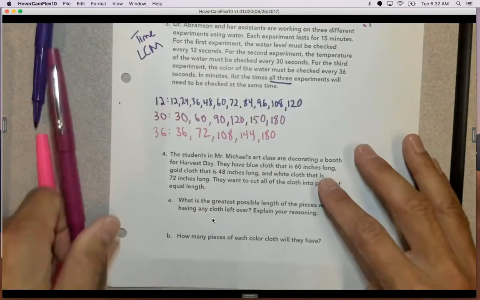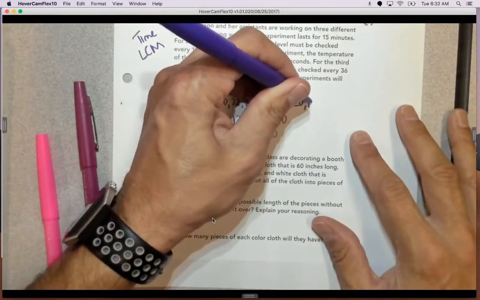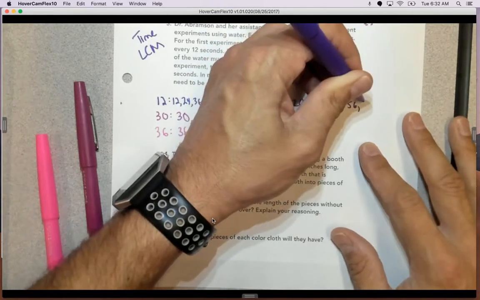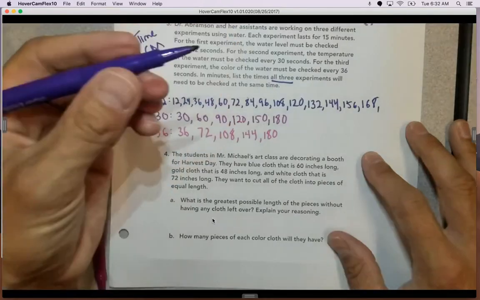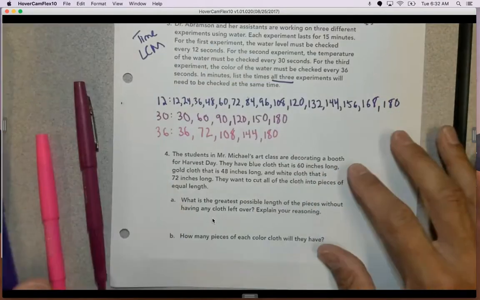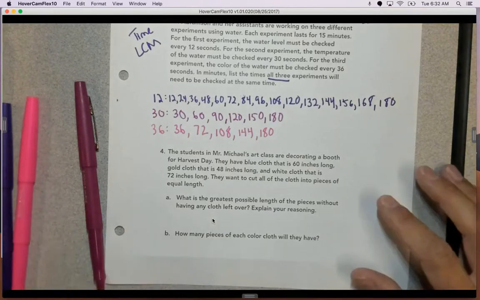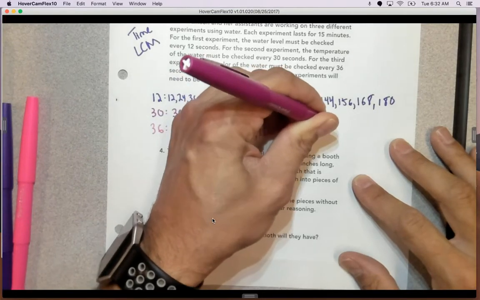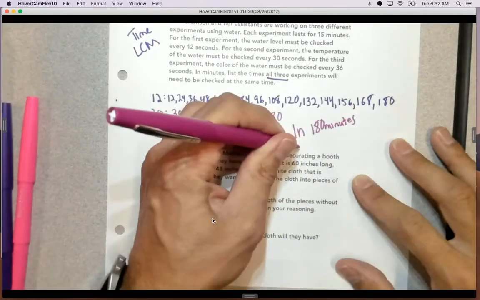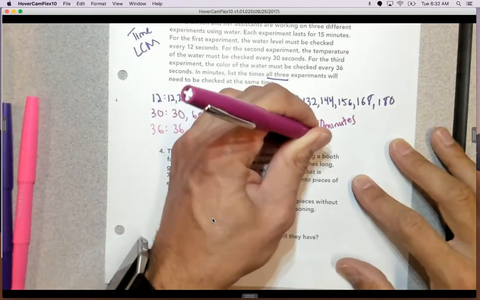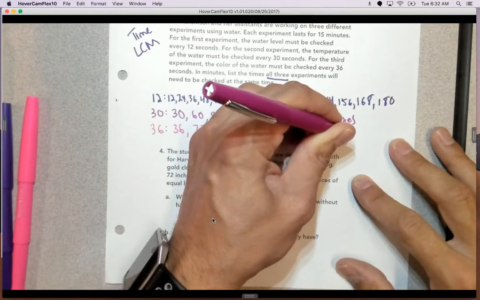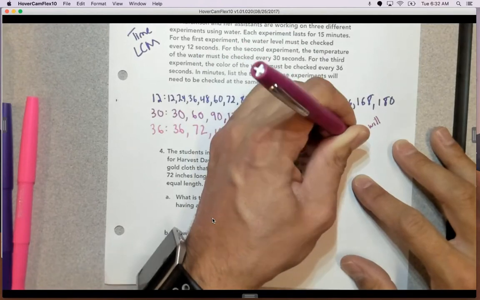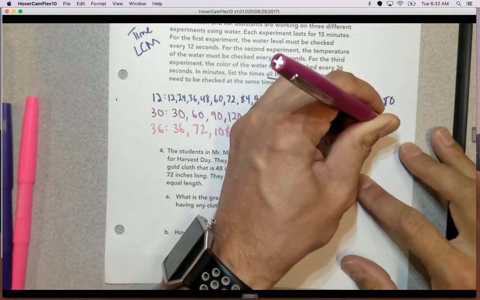Then I'm going to go 132, 144, 156, 168, 78, 180. Joy. In 180 minutes, all three experiments will need to be checked at the same time.